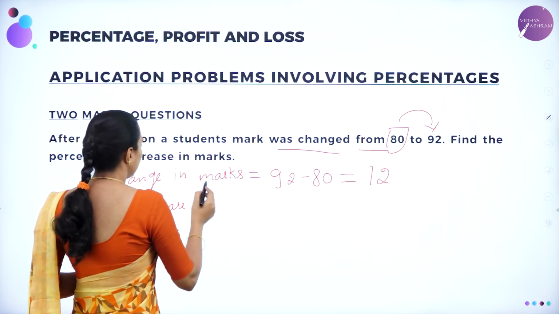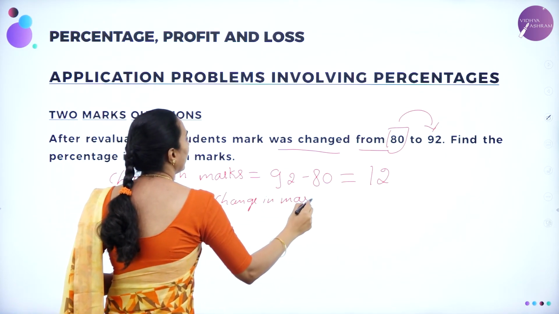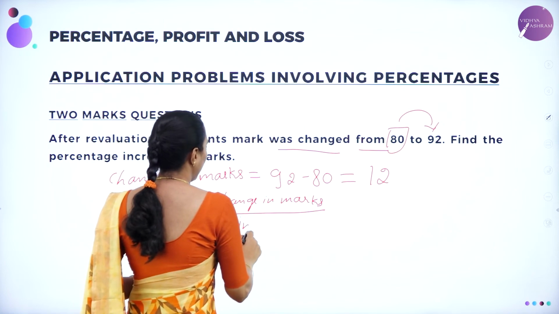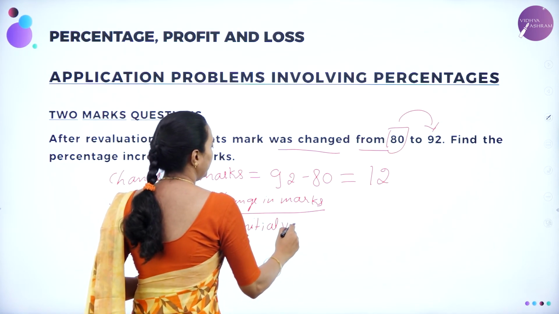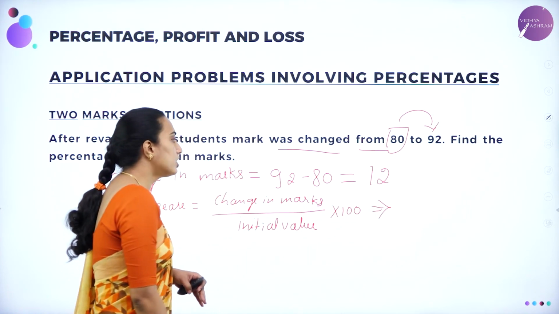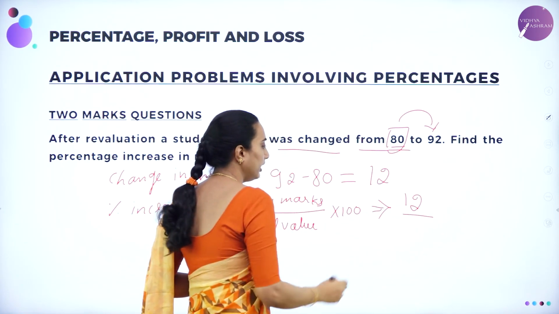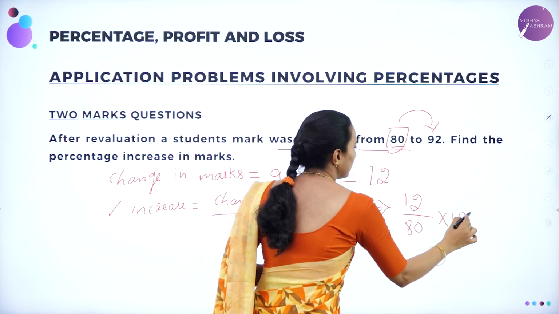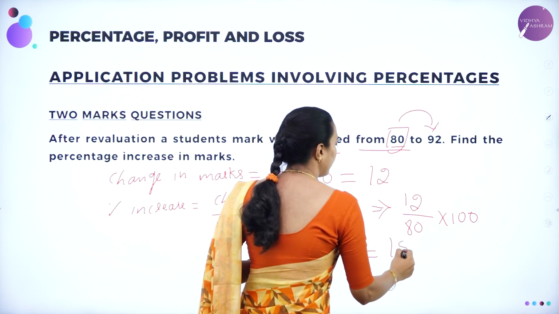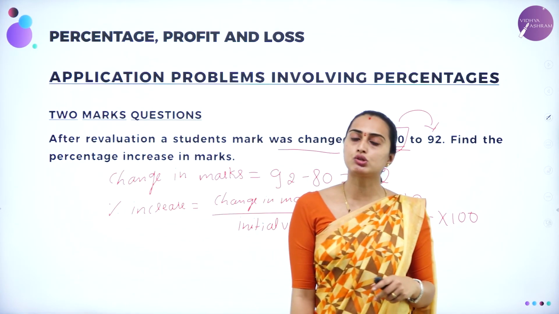Therefore, the percentage increase will be equal to the change in marks divided by the initial value, into 100, correct? So the change in marks is 12 divided by, what was the initial? The initial was 80, so 80 into 100. After solving, the answer you are going to get for this question is 15%. I hope you understood this problem, how to calculate it, and that it is easy to score a 2 marker.